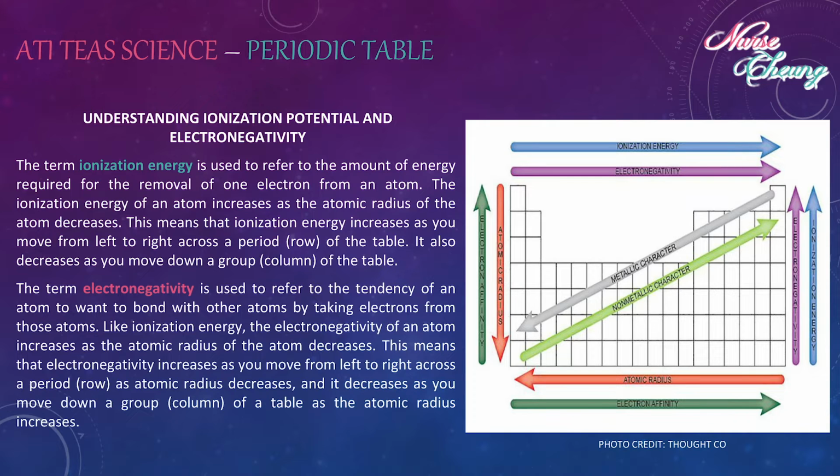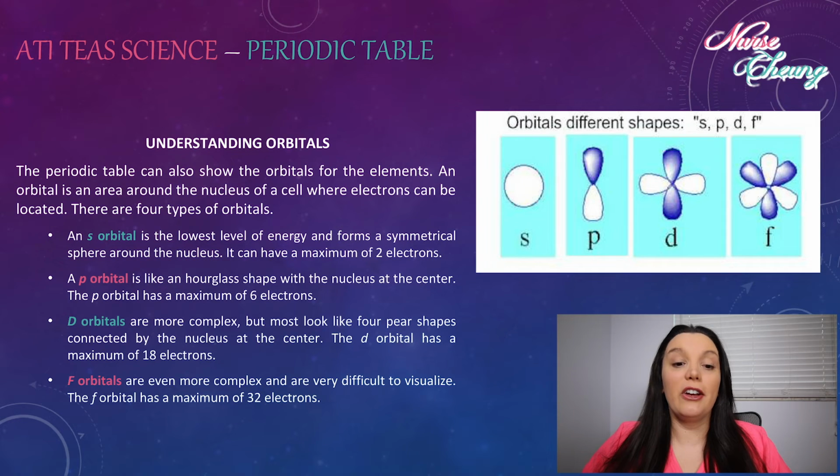The term electronegativity is used to refer to the tendency of an atom to want to bond to other atoms by taking electrons from those atoms. Like ionization energy, the electronegativity of an atom increases as the atomic radius of the atom decreases. This means that electronegativity increases as you move from left to right across the period or row as atomic radiuses decrease, and it decreases as you move down a group or column of a table as the atomic radius increases.